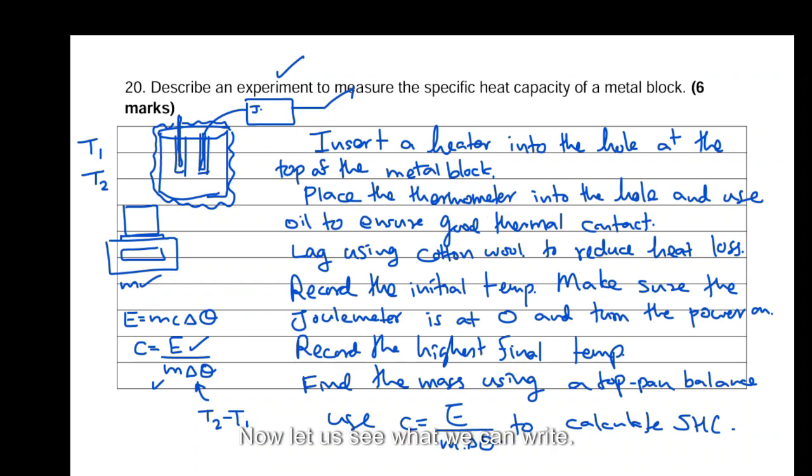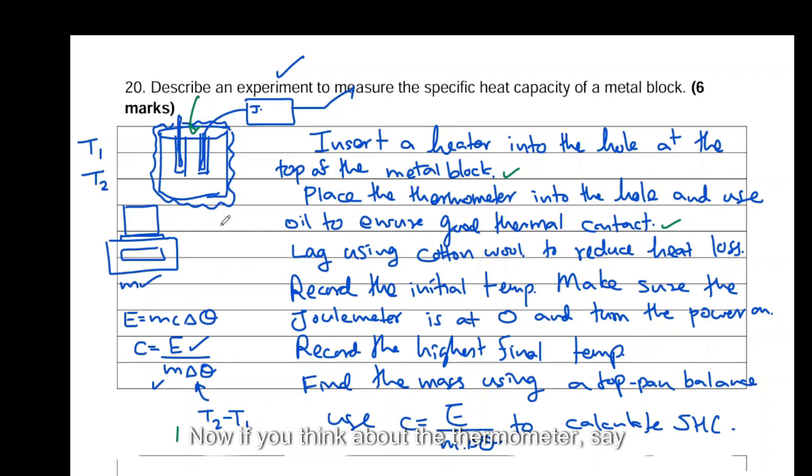Now let's see what we can write. Insert a heater into the hole at the top of the metal block, like this one here. So that will be 1 point. Place the thermometer into the hole and use oil to ensure good thermal contact. Now, if you think about the thermometer, say this is the bulb of the thermometer. Now, this is not exactly in contact with the metal block, and there is air inside. So that might give you a wrong reading. So what we do is we put a couple of drops of oil so that it gives a good thermal contact to the metal. So that could be 1 point.